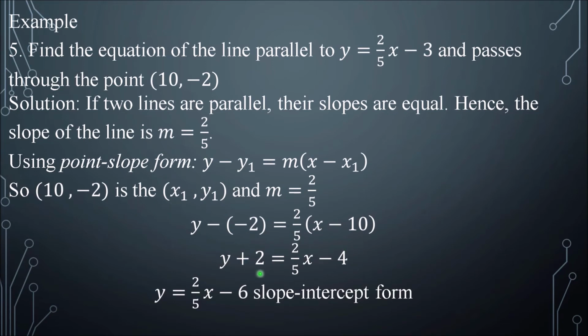So y plus 2, this is y minus negative 2, and then 2 fifths x, distribute 2 fifths, 2 fifths x minus 4. Because 2 fifths times 10 is 4. Then we transfer 2 to the other side, so it will become minus 2. So negative 4 minus 2 is negative 6. So as a result, we have this slope-intercept form as our final answer. Y is equal to 2/5 x minus 6. So again, if two lines are parallel, take note, their slopes are equal.